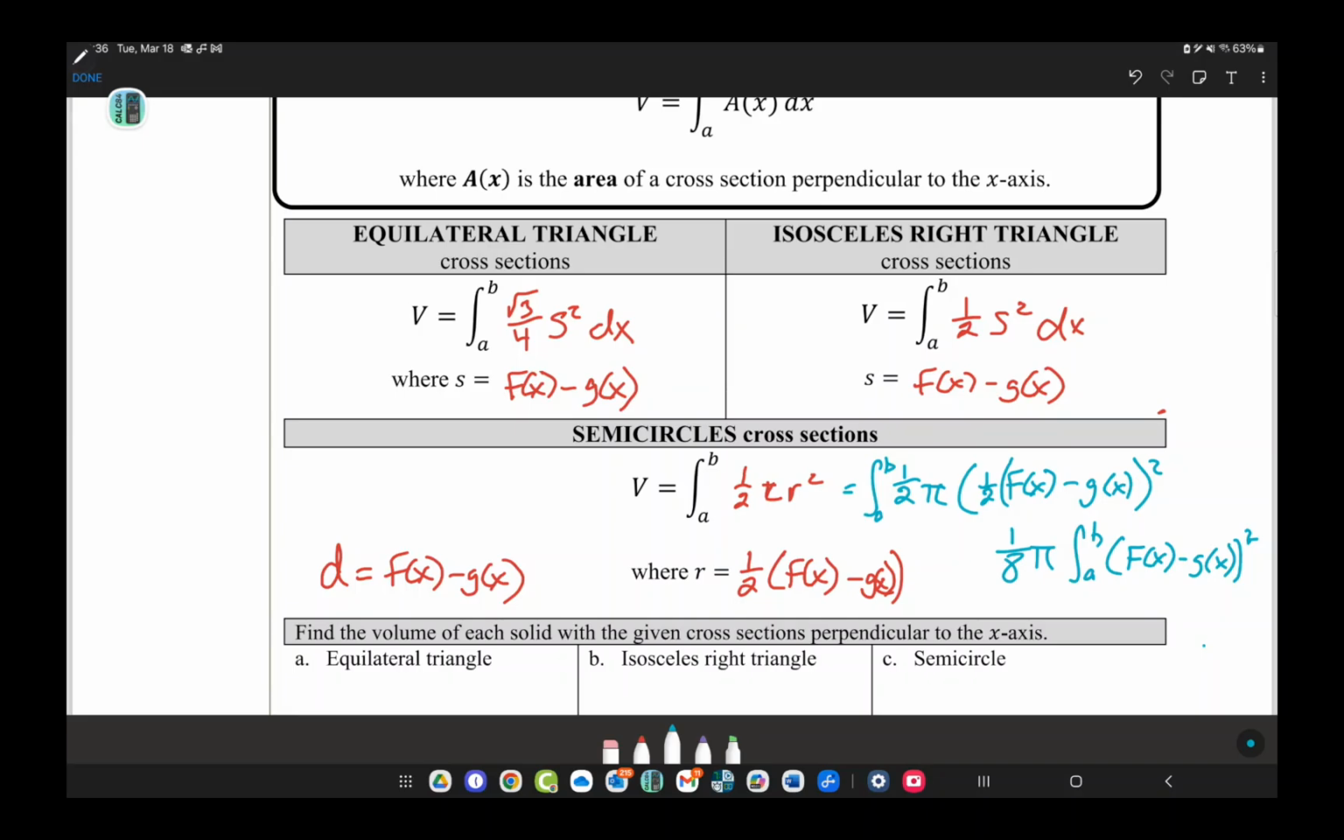Now, do you have to know this right here? No, but it will make it easier. All right, you really just need to know this, and just know that when they give you f of x and g of x, what they're giving you is the base of the semicircle. So they're giving you the diameter of the semicircle, not the radius.